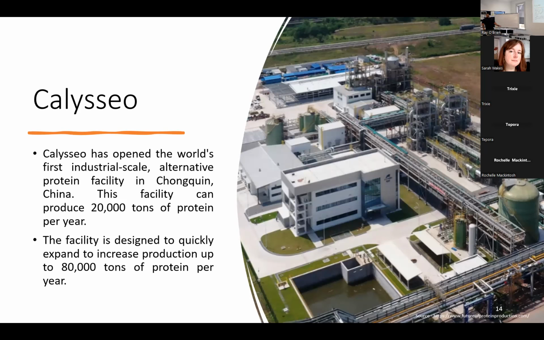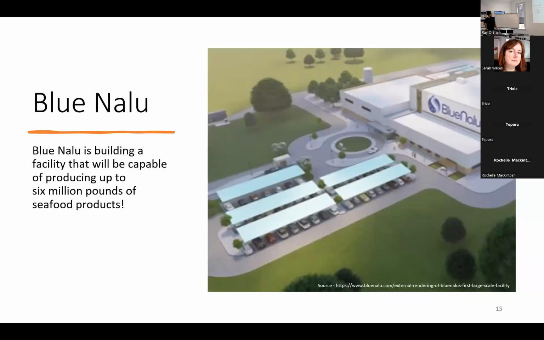20,000 tonnes of protein per year, with the idea that this will rapidly expand to about 80,000. This is one facility, you're seeing it in that picture. It's no more than that. So it's not fields and fields of agricultural land, it's that facility.